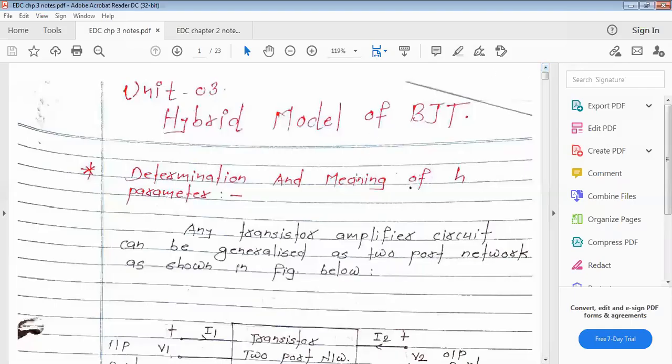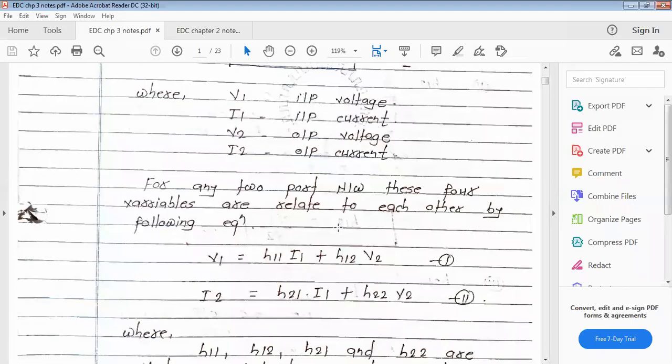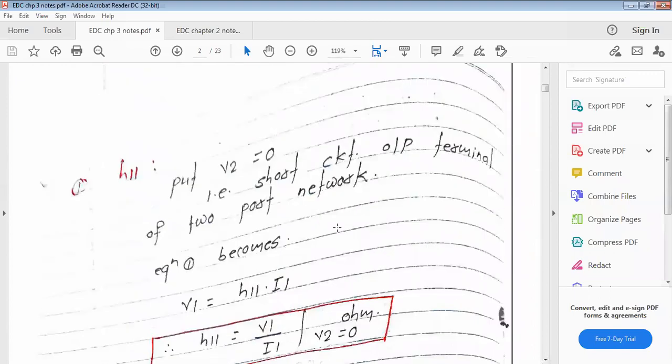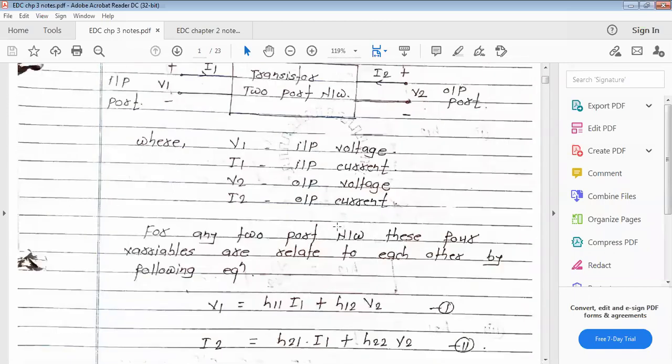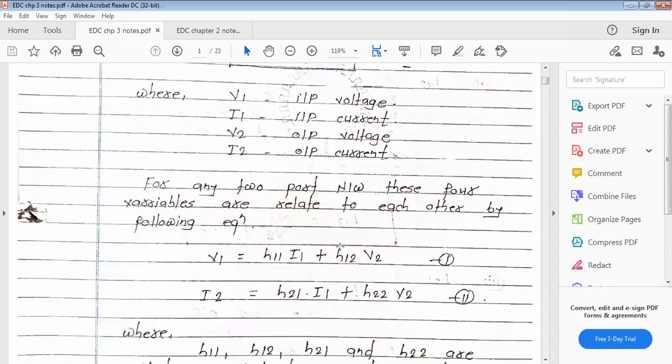Now, what is the use of the hybrid model? To get all the internal parameters of the BJT. Now, how is that hybrid model going to be derived? Just by considering, out of 4 parameters, 2 as dependent and 2 as independent parameters. Which are the dependent and which are the independent parameters? V1 and I2 are the dependent parameters, and I1 and V2 are the independent parameters, so that we will get the hybrid model.